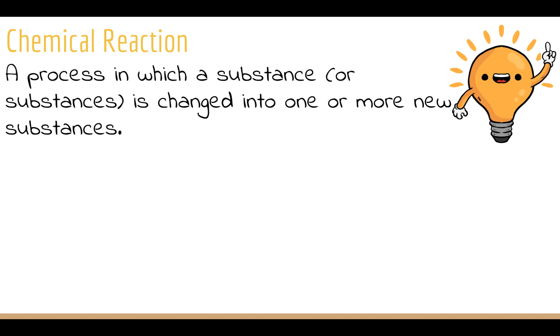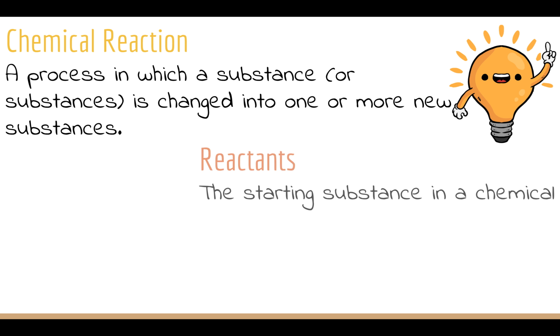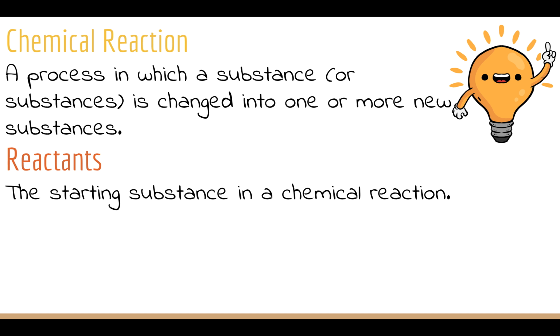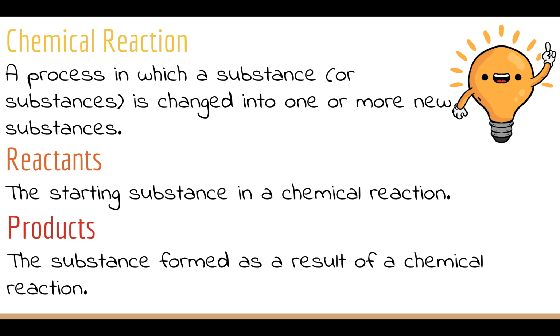Before delving further into stoichiometry and what it is, I want to really quickly outline the terms I first used in the definition of stoichiometry. So, a chemical reaction is a process in which a substance or substances is changed into one or more new substances. Within a chemical reaction, there are the reactants, the starting substance in a chemical reaction, and the products, the substance formed as a result of the chemical reaction.